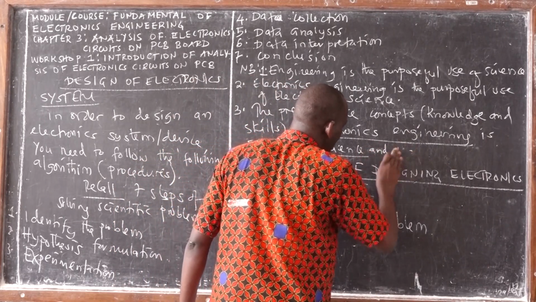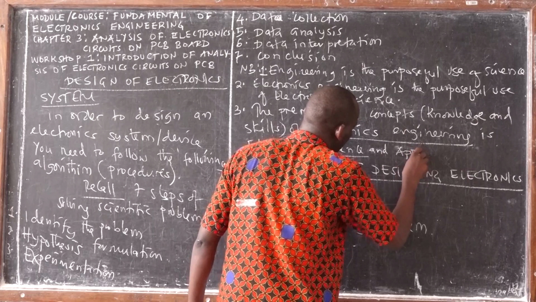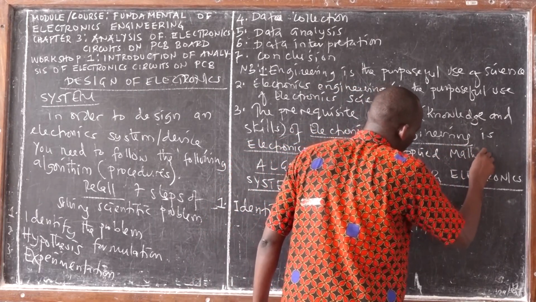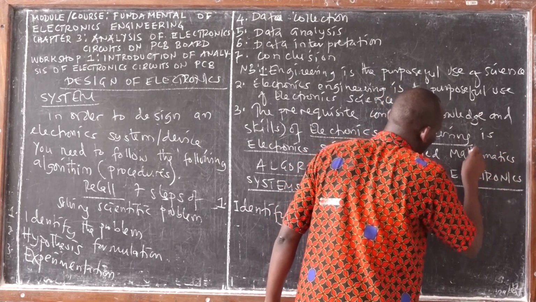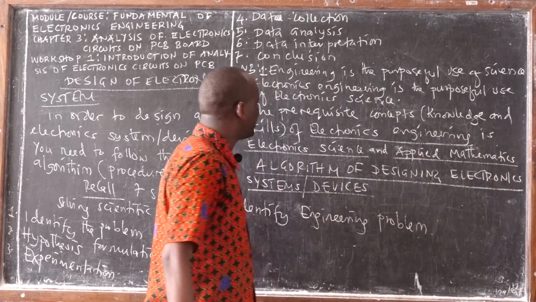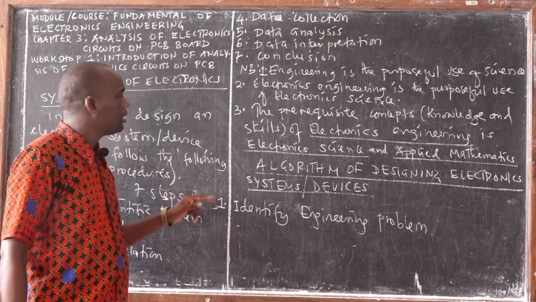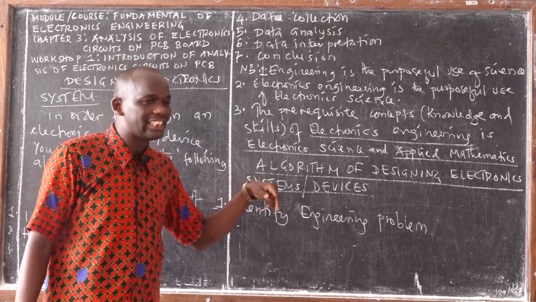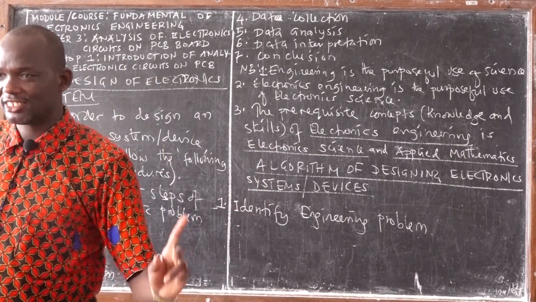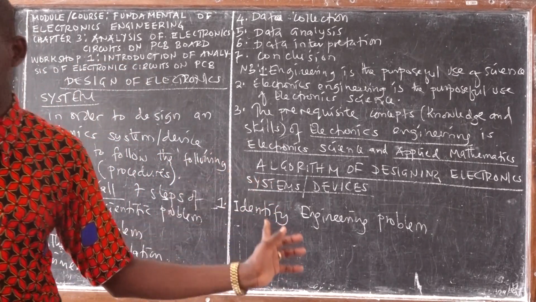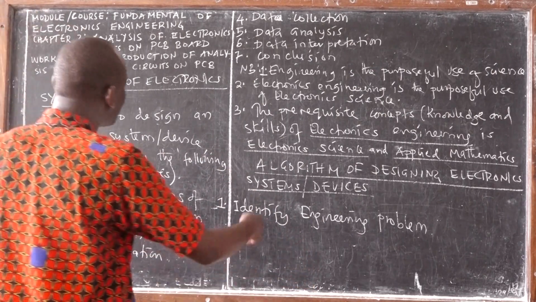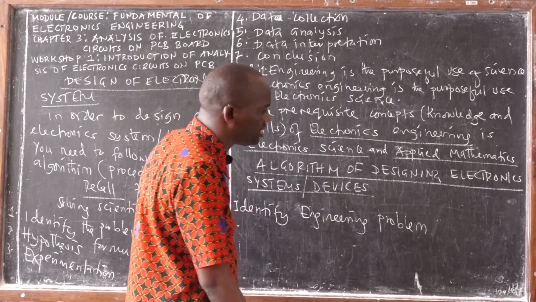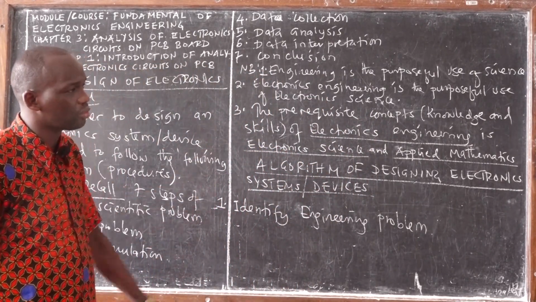I just wanted to forget. Very important concept. So he said the prerequisite concept or knowledge and skills of electronics engineering is electronic science and applied mathematics. I forgot mathematics there, the queen of engineering. And also for this sentence, we say electronics engineering is the purposeful use of electronics science. So these are the prerequisite concepts.